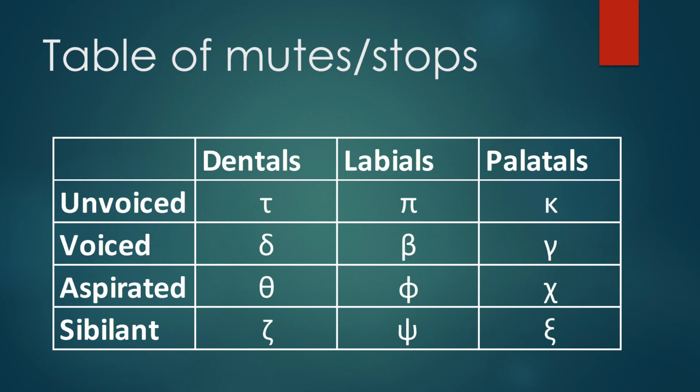And in the last row, we have these sibilants. Sibilant is just the fancy word for S. So T or D plus S is the first column, zeta, DS or TS, zeta. P or B plus S, psi, is the second column. And the KS sound, or the X in a lot of English words, that is the palatal sibilant.